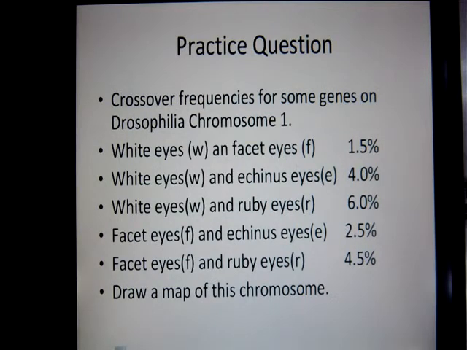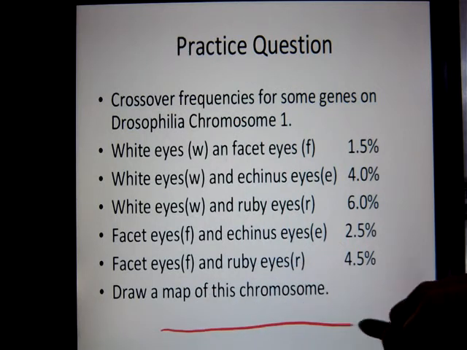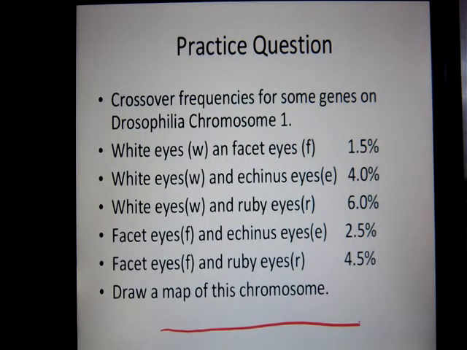Here's another kind of question you could see. And this involves several genes on one chromosome. And it tells us the crossover distances between the various genes, and we have to use this information to draw a map of the chromosome. So when we have to draw a map of the chromosome, we can just draw a line. And that line represents the chromosome. Now, best strategy is always start with the genes that are closest together.